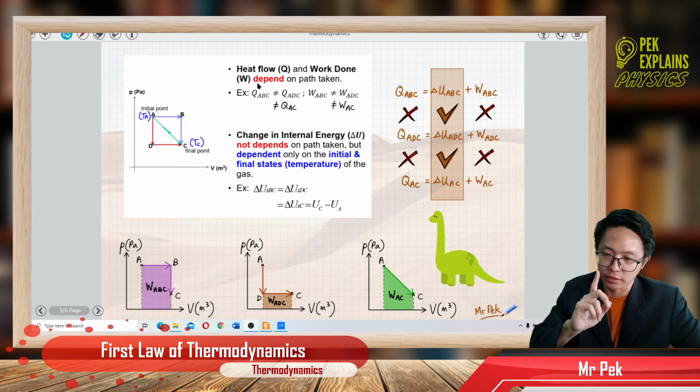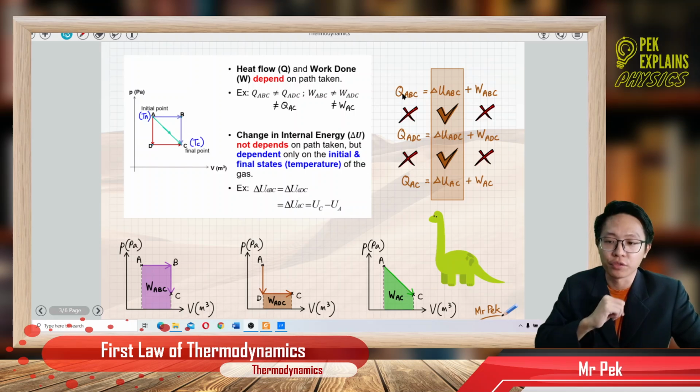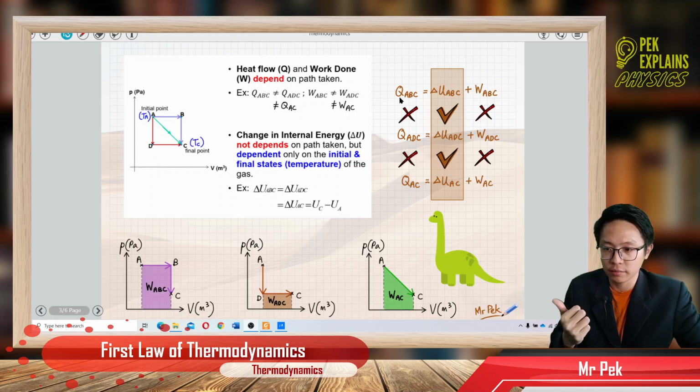We're concerned about three things. Based on the first law of thermodynamics, we have the heat, which is Q, and we have the delta U, which is the change in internal energy, and we have the work done, W.